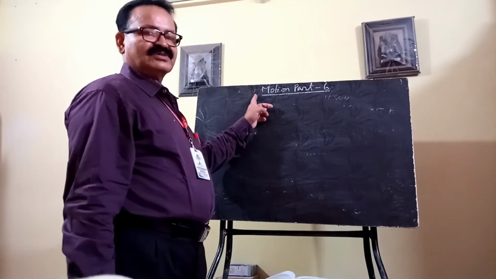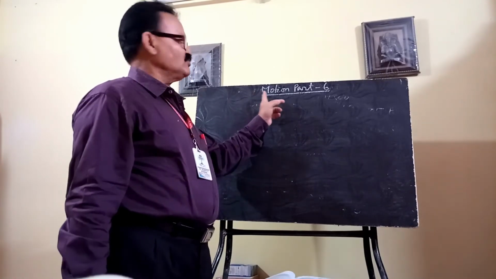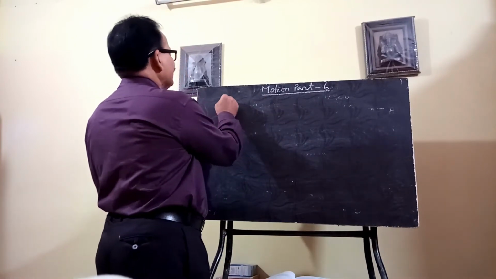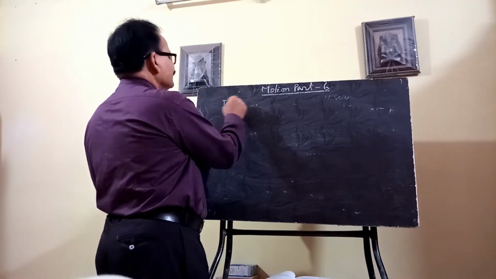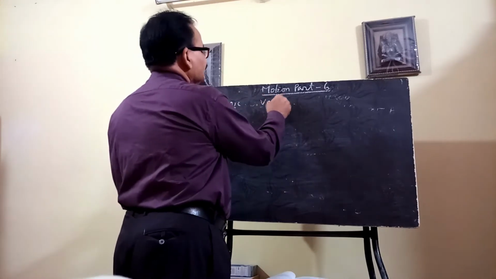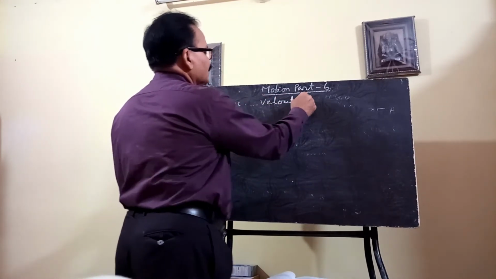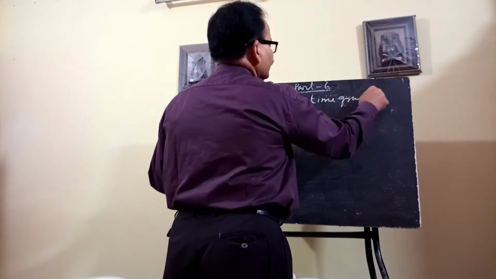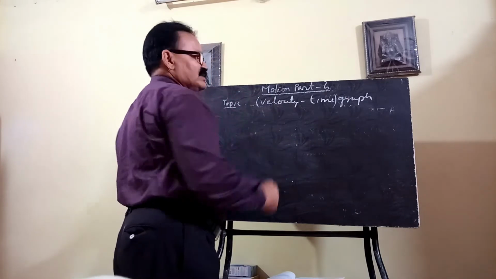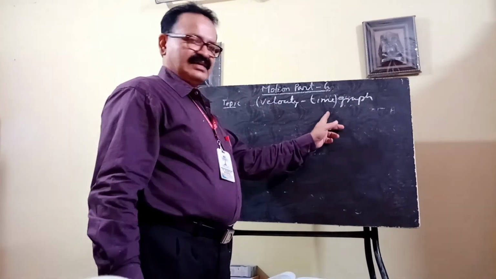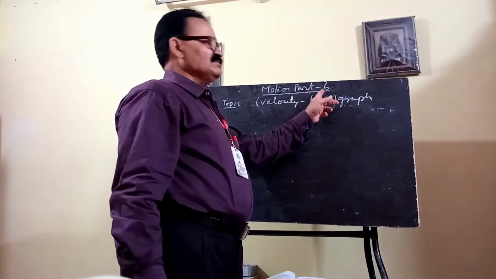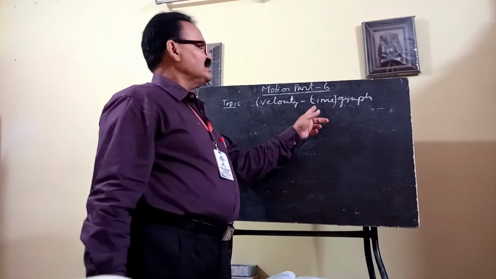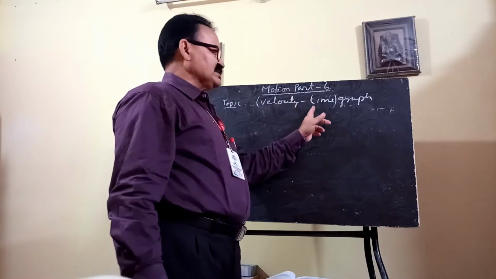So today our next part of this chapter, that is motion part 6. In motion part 6 our topic will be velocity time graph. So today we will discuss velocity time graph. In my earlier part, that is in part 5, I had explained to you the displacement time graph. So today I will explain the velocity time graph.